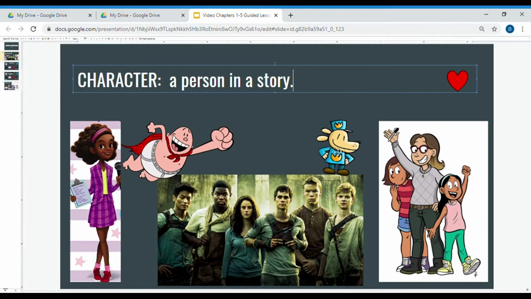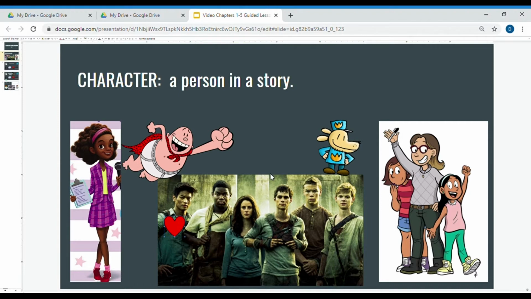So this little heart up here, I want you to drag this heart and put it on who's your favorite character that you see on the screen. So I'm going to put, I didn't read a lot of these 6th grade books, but I loved Minho in The Maze Runner. He was the keeper of the runners.